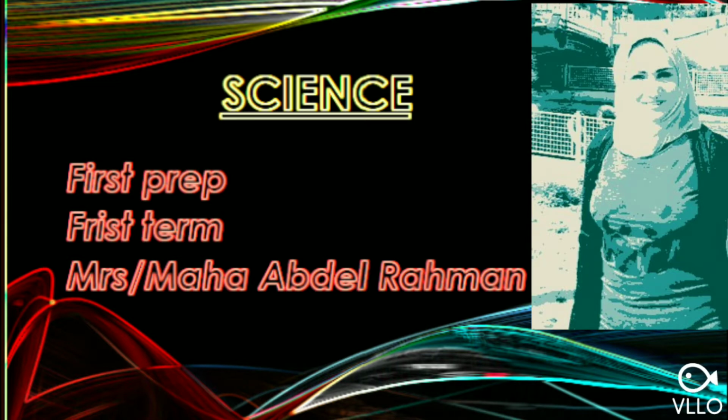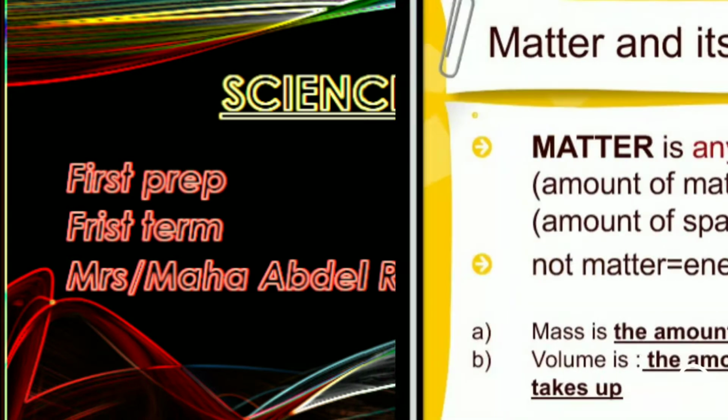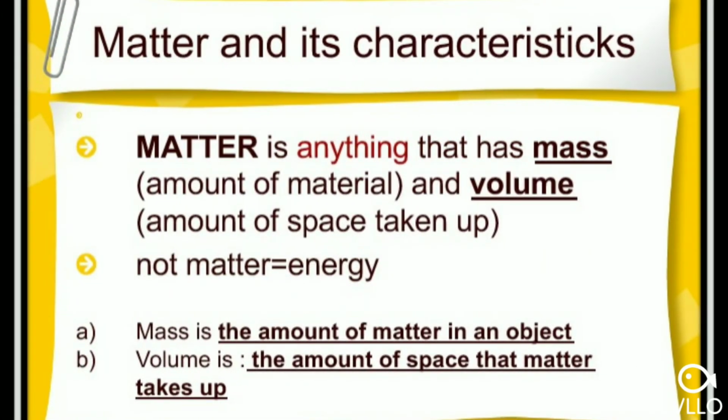Let's begin with first lesson, matter and its characteristics. We took before in fourth grade the matter, and we said that matter is anything has mass and volume. Mass is the amount of matter in an object. Volume is the space occupied by an object. So everything around us is a matter, except energy has no matter.